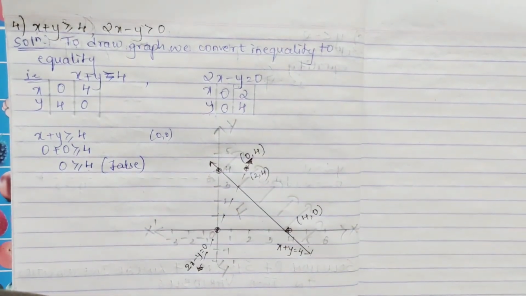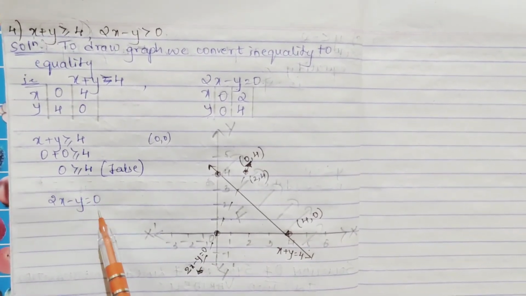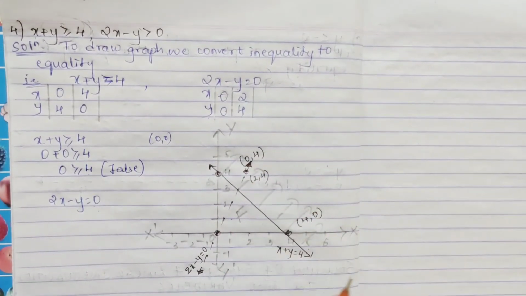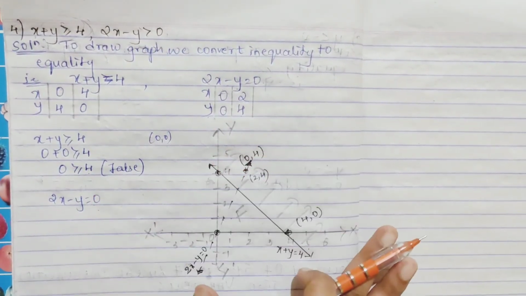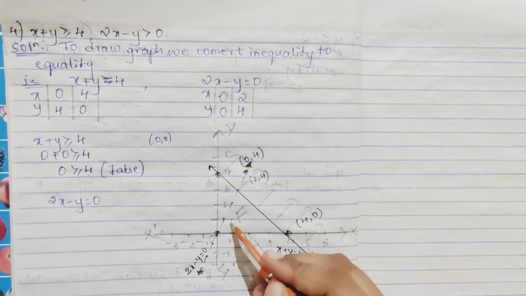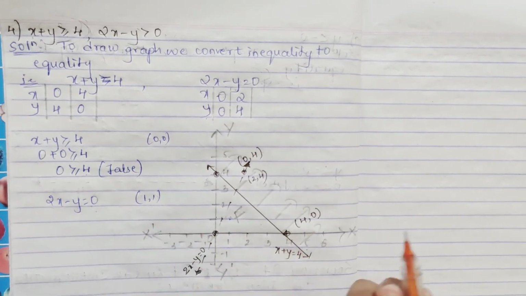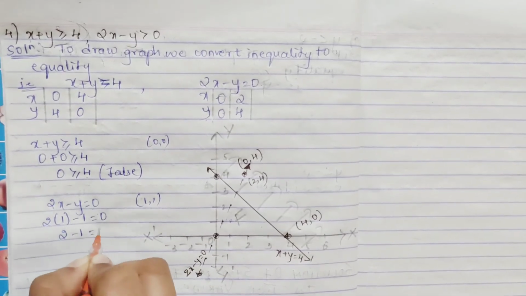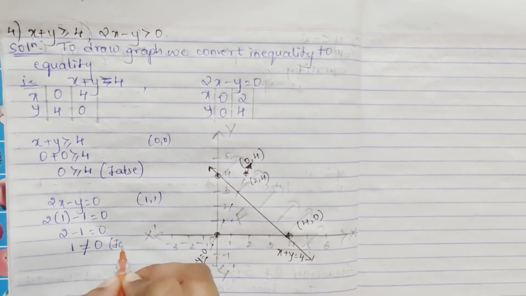Second, we will go for 2x minus y equal to 0. See, here we can't take 0, 0 because this line is passing through 0, 0. So except for the points lying on this line, we can take anything, either the left side or the right side of this line. Now we'll take 1, 1. This point doesn't lie on this line, so x is 1, y is 1. So 2 minus 1 equal to 0, you're getting 1 equal to 0. Is it true? Wrong, right? 1 is not equal to 0. So this is also false.